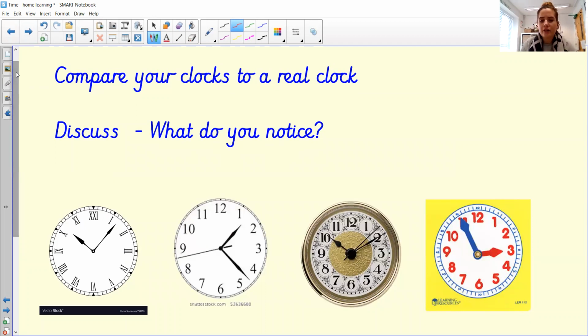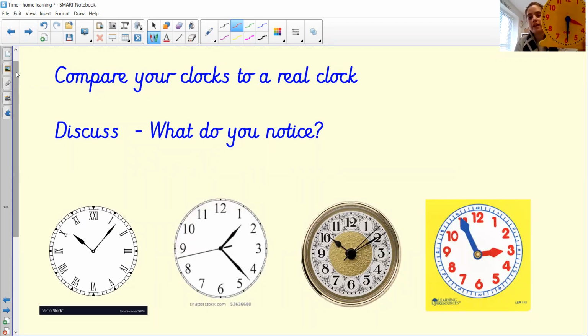Did you have 12 numbers? Did you draw the hands on the clock? Did you draw these hands? Did they look different? Okay, were the two hands the same or were they different?